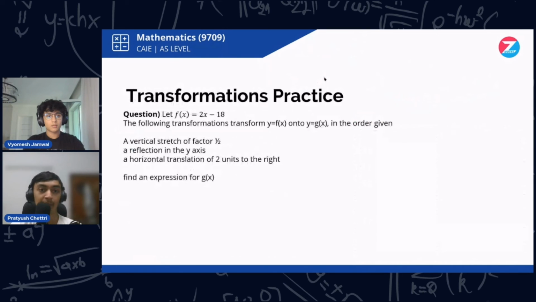So let's just do a practice question about this. Describe a transformation of f(x) onto the curve g(x) using these three transformations in the order given, let's say 1, 2, 3, and find an expression for g(x). So first we're going to write it as f of something, right? How are we going to do this? First it says a vertical stretch of a factor of a half.